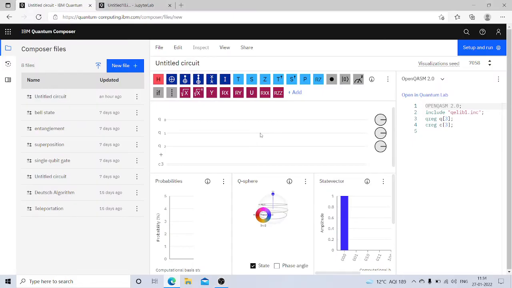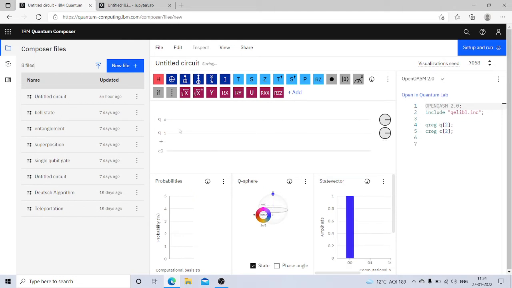So this is the Circuit Composer. We are actually going to build this in Circuit Composer first. Let me delete this one qubit here, as we need only 2 qubits. So remember how the circuit goes.